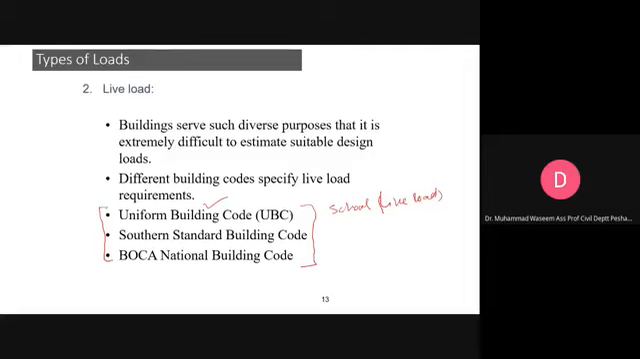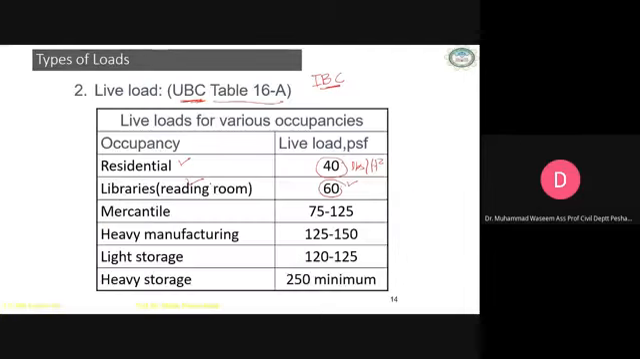For example, let's take an example. We will refer to the UBC code. In the UBC code, the types of buildings and the live loads are given in pounds per square feet. You can consult table number 16A, but you should now consult the IBC. This is obsolete now. For a residential building, the live load is 40 pounds per square feet. For a library, it is 60. For heavy storage, the minimum is 50 pounds per square feet. When you design your building, you have to take the live loads. These live loads come from the codes.